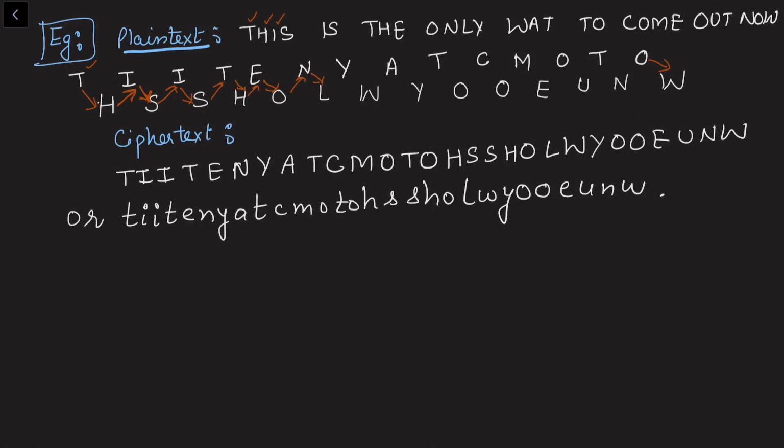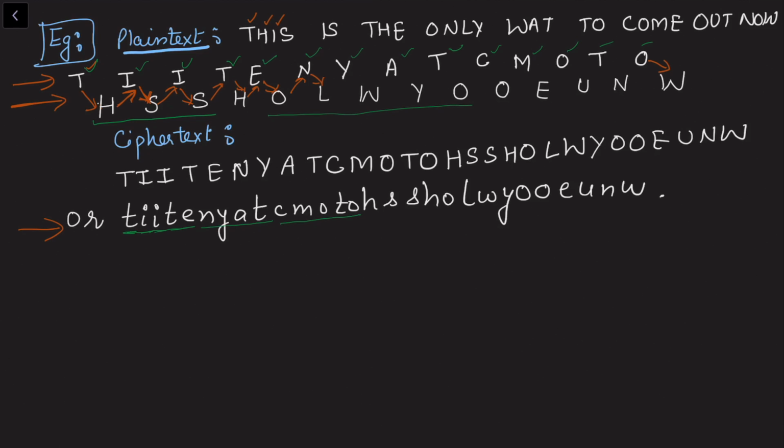Now we repeat the process, and then we read the first row followed by the second row, and either we can write this in capital letters, or as a standard we write it in small letters. If I read the first row in small letters, it is T, I, T, E, and then N, Y, A, T, and CMOTO. Then we follow the next row, that is SSHSSH OLWY, and the last is OEUNW. So this is how the rail fence technique works.